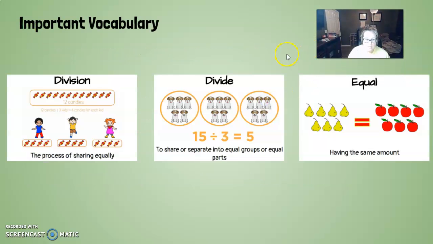Our important vocabulary words for today, we have 3 of them. The first one is division, and that is the process of sharing equally. The second word is divide, and that means to share or separate into equal groups or equal parts. And our last one is equal, and when something is equal, that means they have the same amount.